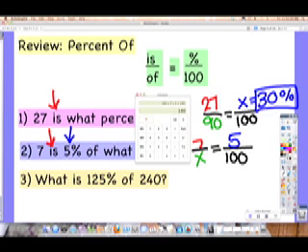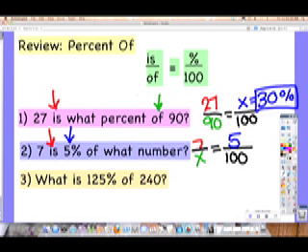How many of you agree? Did you get the same thing? How many of you are like, oh yeah, I'm starting to remember these? Yeah? Alright, Kaylee, will you call in someone for the last one, number 3?